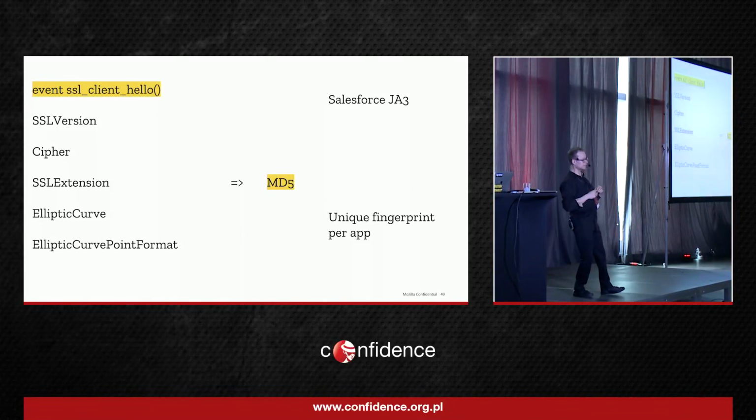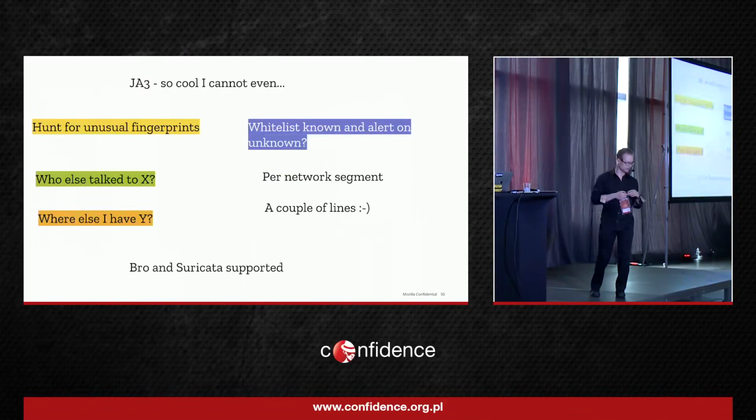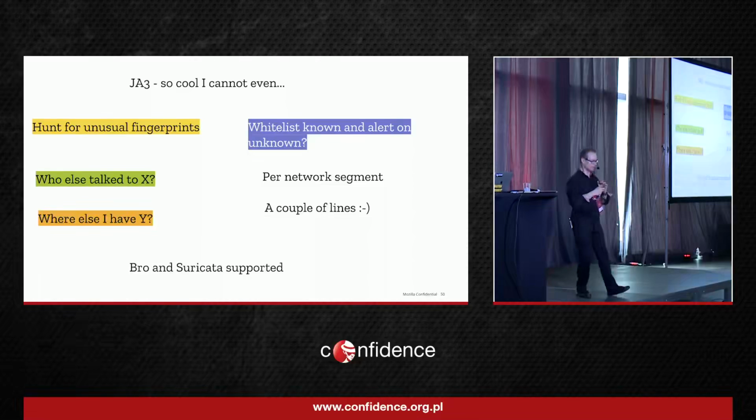And a number of information sent by the client is very unique. So what they do is they calculate MD5 hash, and they have a unique fingerprint per app. And it's so cool, I cannot even begin to describe it. So basically, if you know your network well, you might whitelist every known fingerprint and alert on anything else.